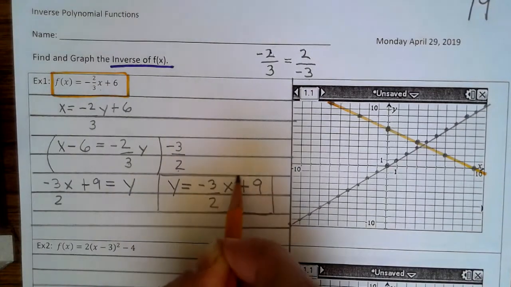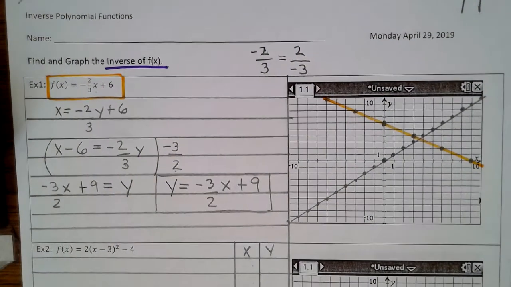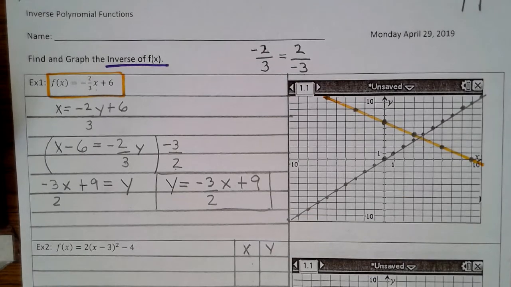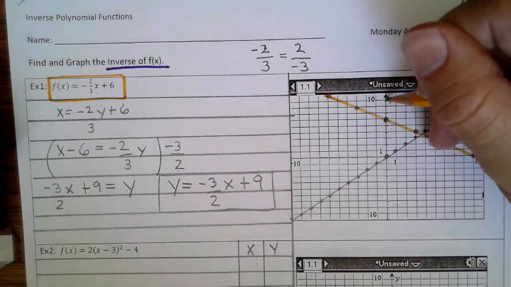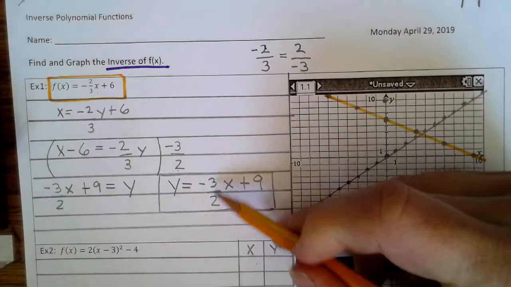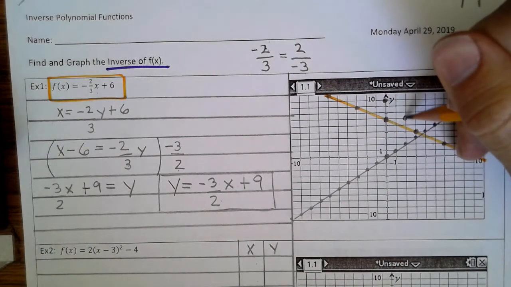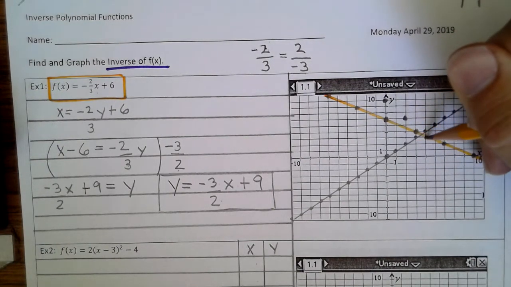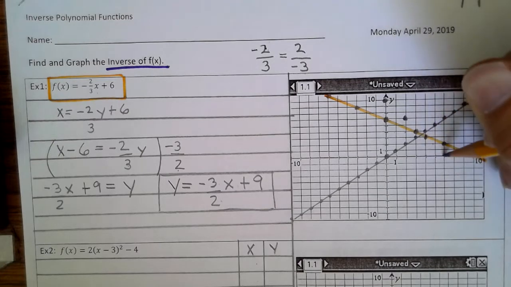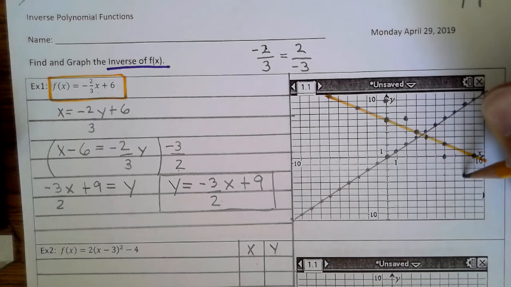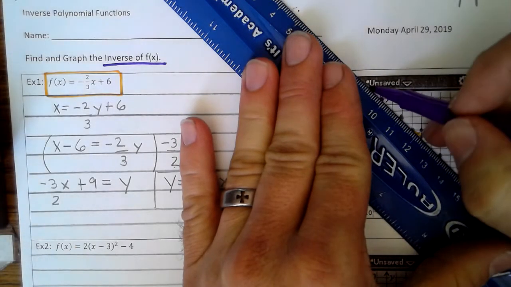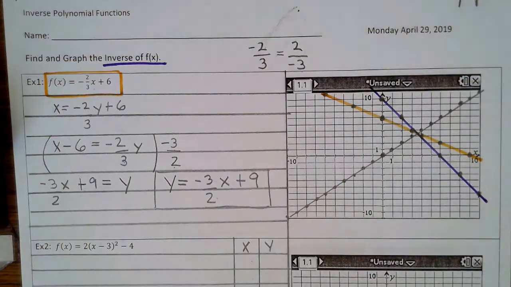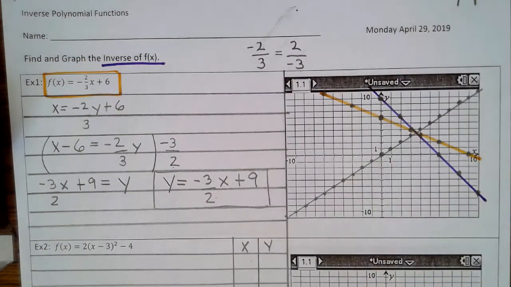Okay, so to graph that, we start at 9, so 1, 2, 3, 4, 5, 6, 7, 8, 9. And we're going to go down 3 to the right 2, and repeat that down 3 to the right 2 several times. All right, and you can see that they reflect over the y equals x line. All right, go ahead and finish up example 1.